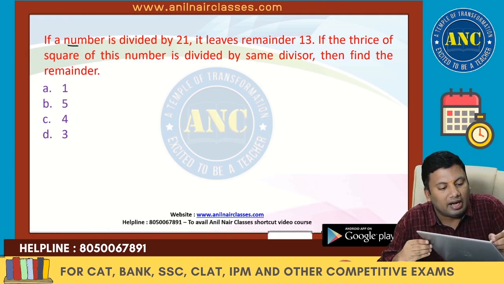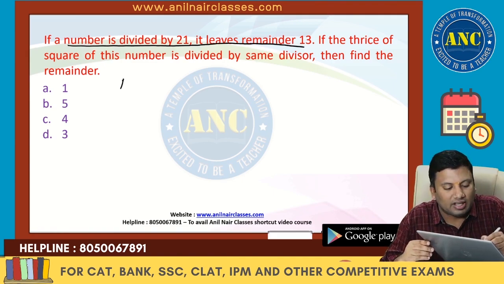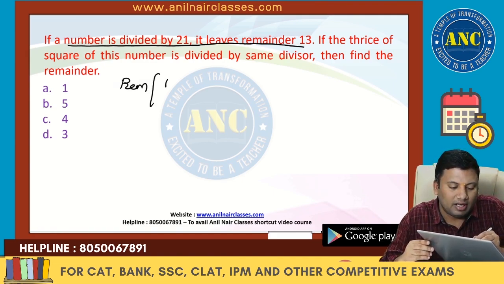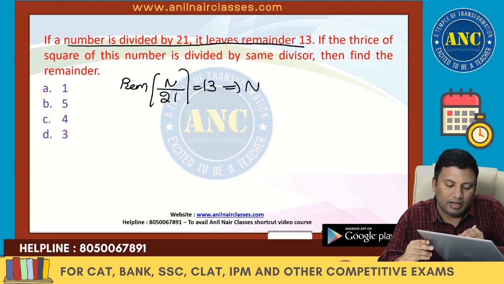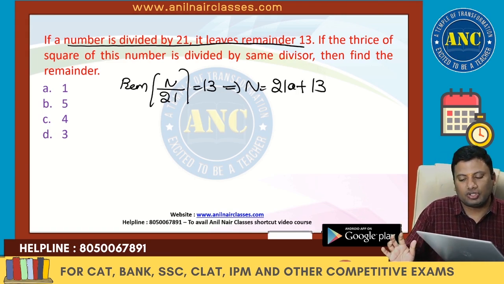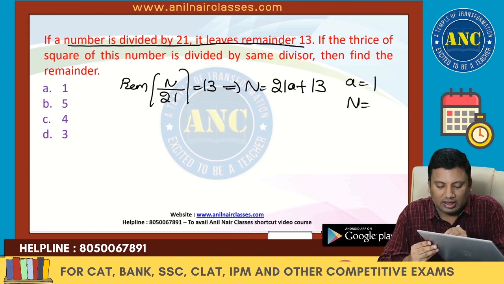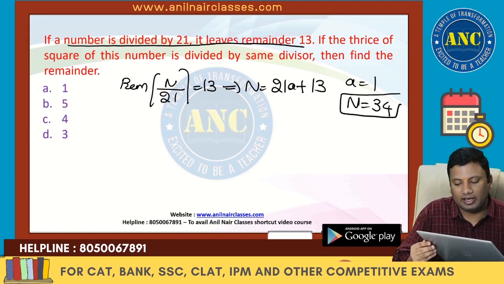Next one, a number is divided by 21. It leaves a remainder 13. There is a number n, when it is divided by 21, it leaves a remainder 13. A number is nothing but 21a plus 13. Dividend is divisor into quotient plus remainder. Let a value be 1. N is nothing but 34.